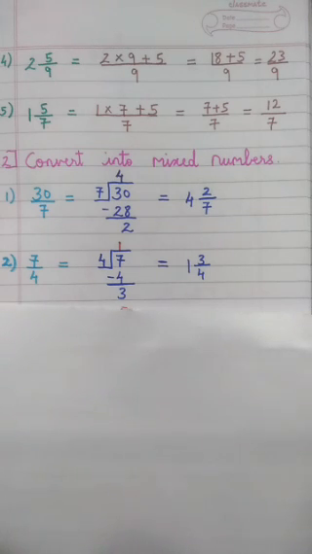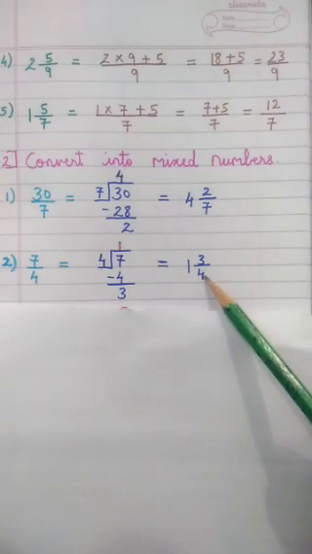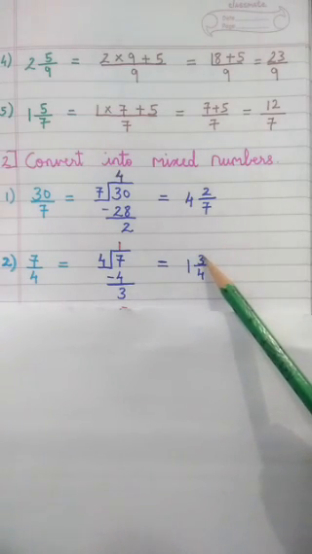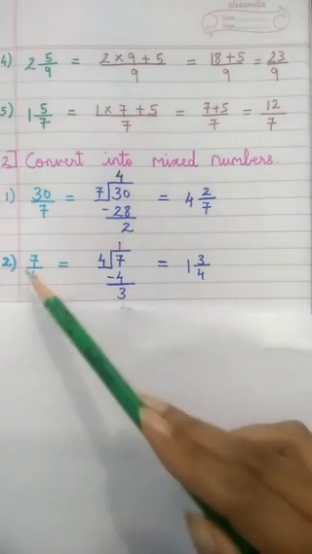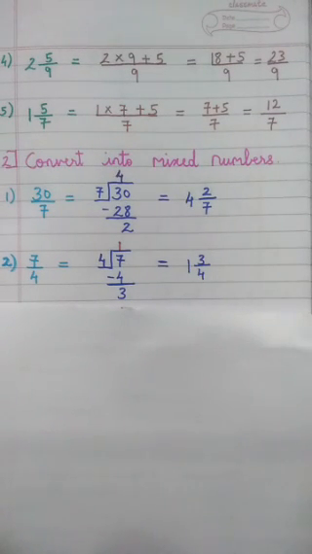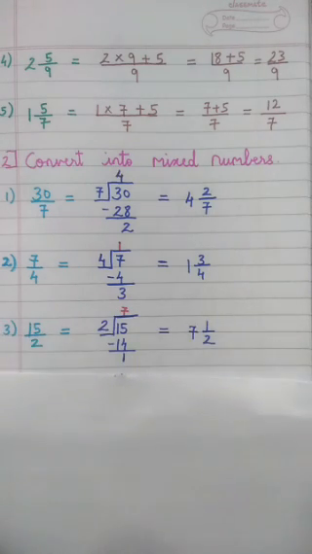How to check whether your mixed number is right? Multiply this 1 in your mind. 4 ones are 4. Add 3, 7. 7 upon 4 is your question. So that means you have done it correctly. You can always cross check your answers. Sum number 3.